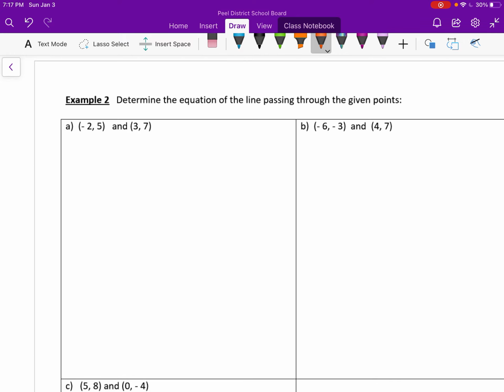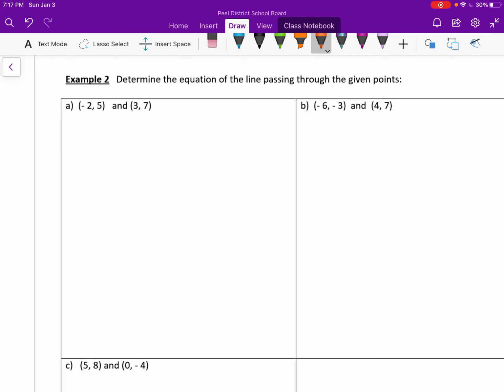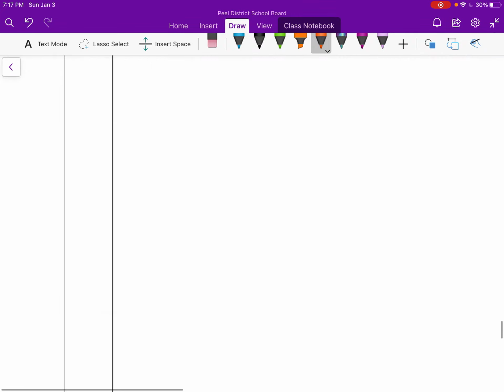So it says to determine the equation of the line passing through the given points. This is a little bit more complicated, but it is essentially the same thing that we've already been doing. You still have to find y1, x1, and then put it back into point form. But now you don't have that original m to start off with. So first you have to find the m, and how you find the m is you have to find the slope.